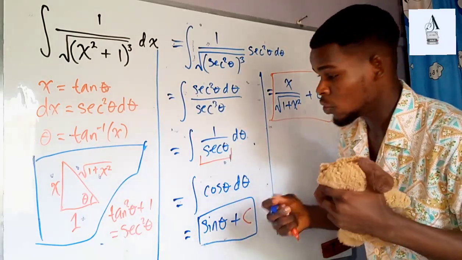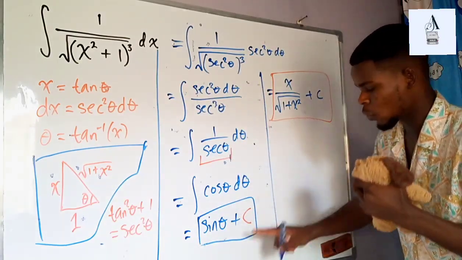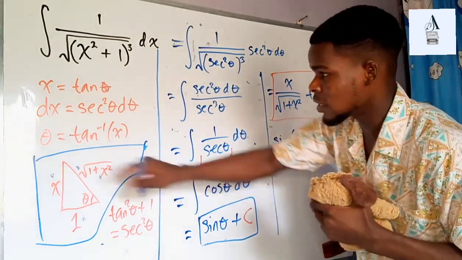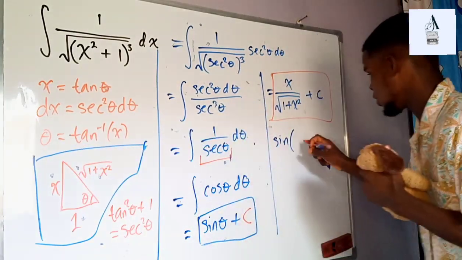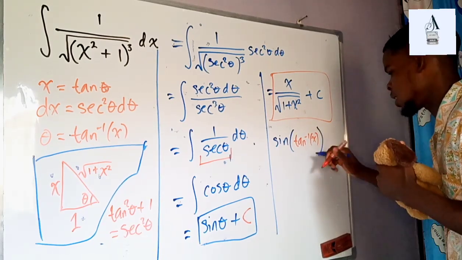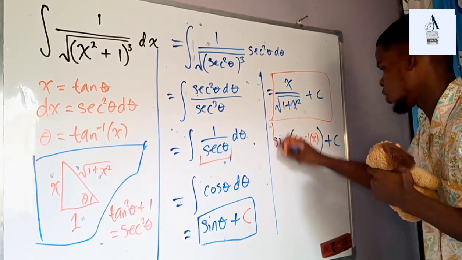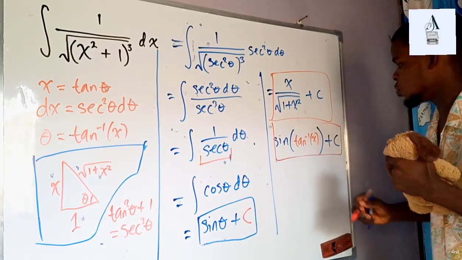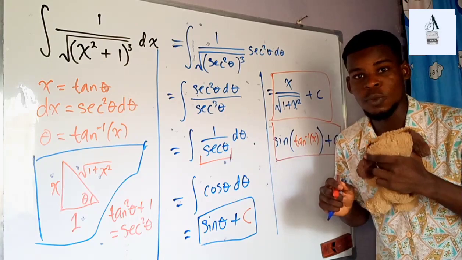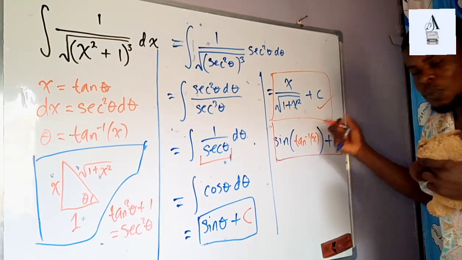If you'd like, you can also rewrite this in some other way. You write sine of theta. What is theta from here? Theta is tangent inverse of x. So sine of tangent inverse of x, then you close it, and add an arbitrary constant. This is also another way of representing it. Which one do you think is more preferable? Well, I would choose this one, but you can decide also.